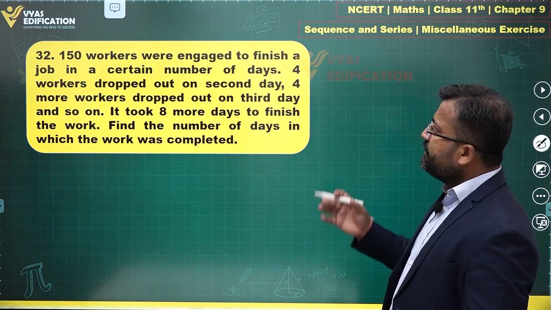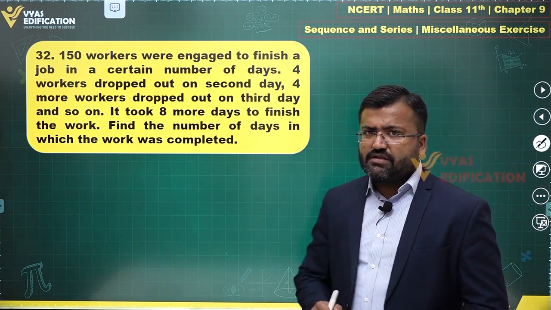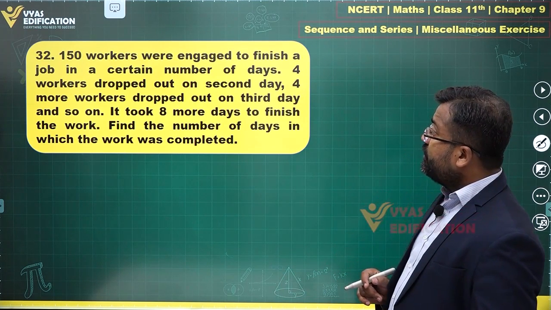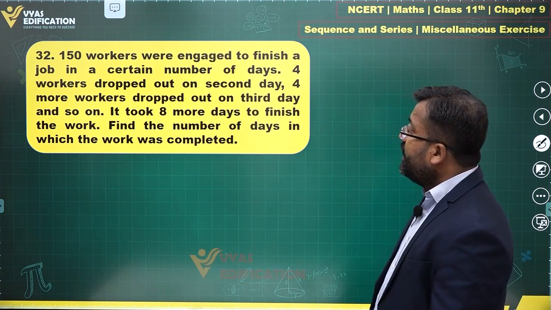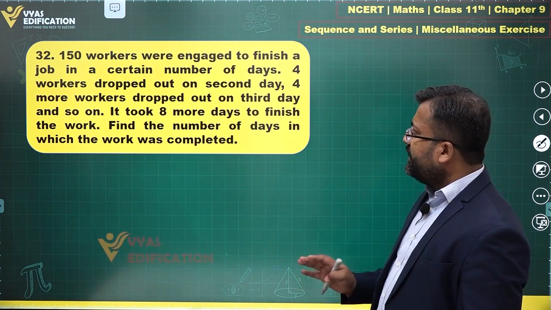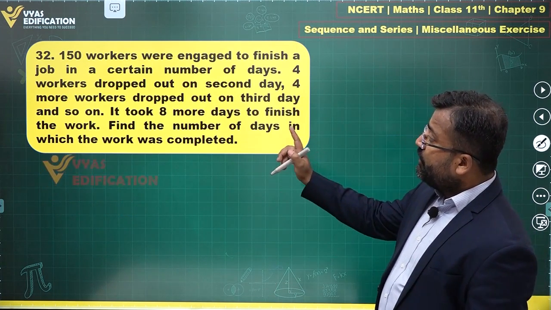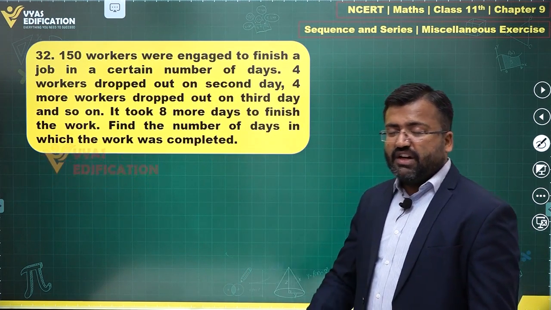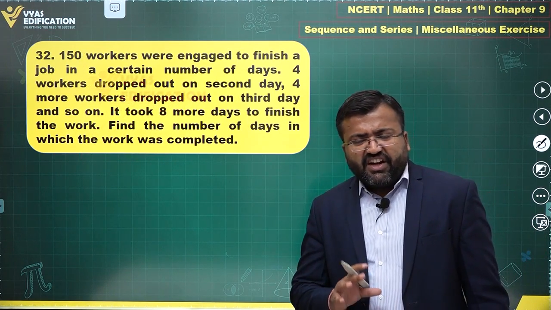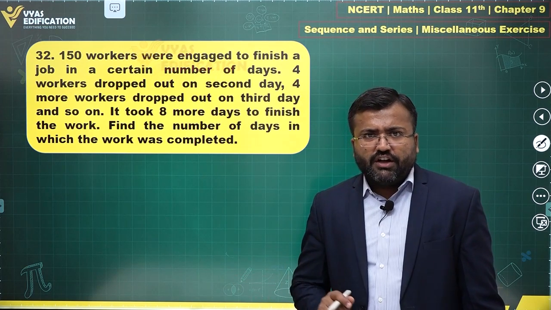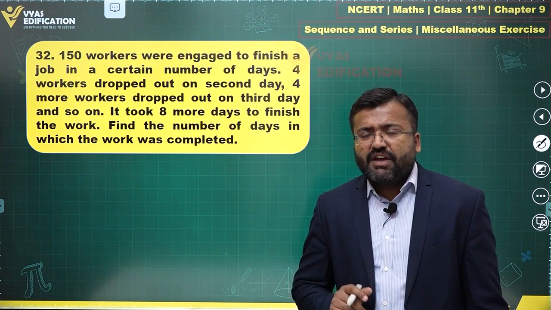Question number 32 says 150 workers were engaged to finish a job in a certain number of days. Okay, 4 workers dropped out on the second day, 4 more workers dropped out on the third day, and so on. It took 8 more days to finish the work. Find the number of days in which the work was completed. That's what we are interested in, not the initially decided days, but the days in which the work was completed. How will we handle this? This is related to some work and some people involved in doing the work. If you observe, how are the calculations being done over here?